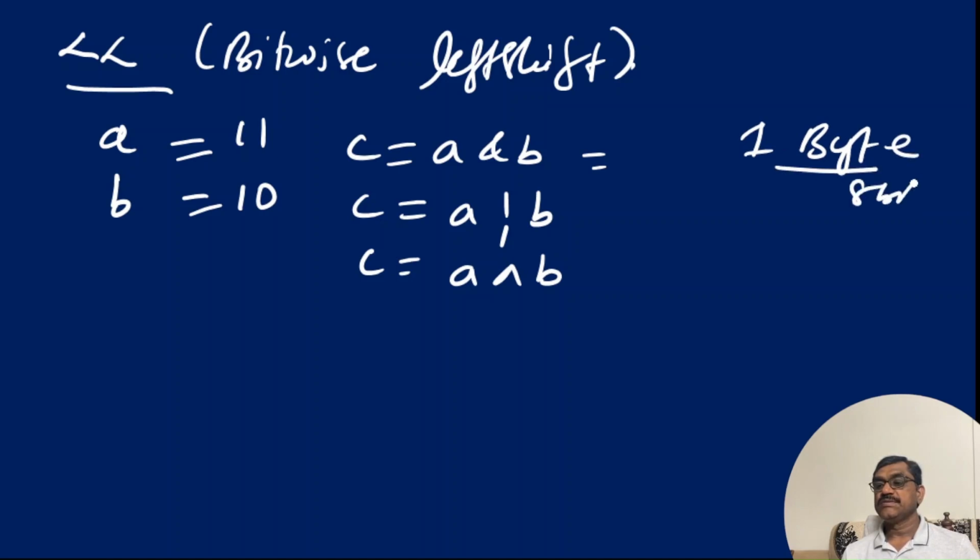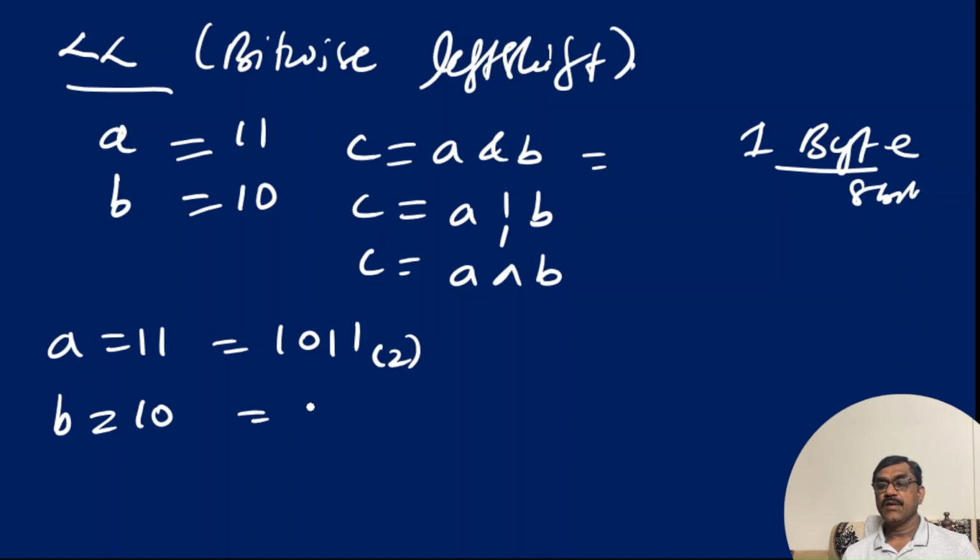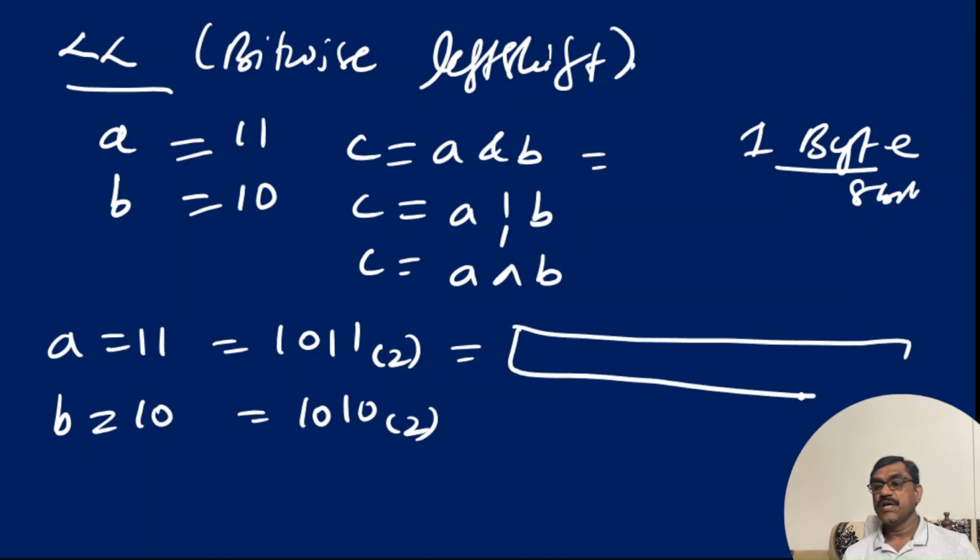1 byte means 8 bits. So I said that A equals 11, 11 in the sense 1011. Its binary equivalent is 1011. B equals 10, its binary equivalent is 1010. So actually, though there are 4 bits, it is represented in the form of 8 bits.